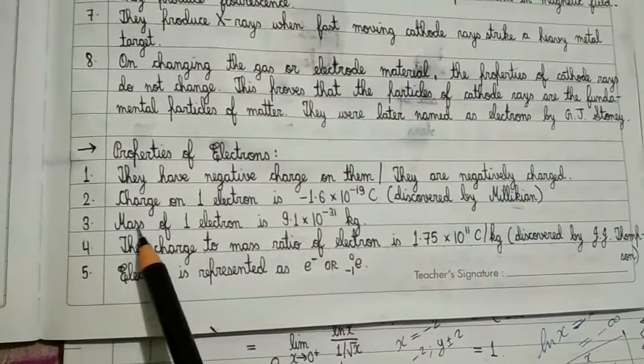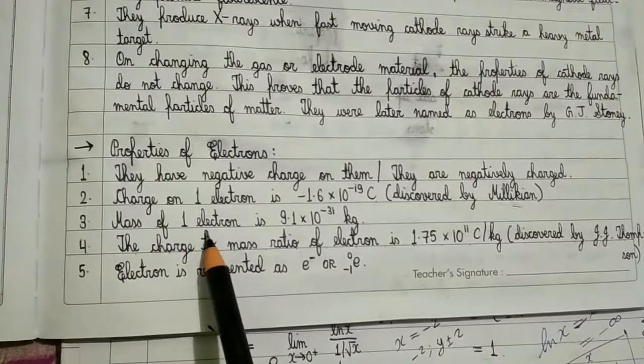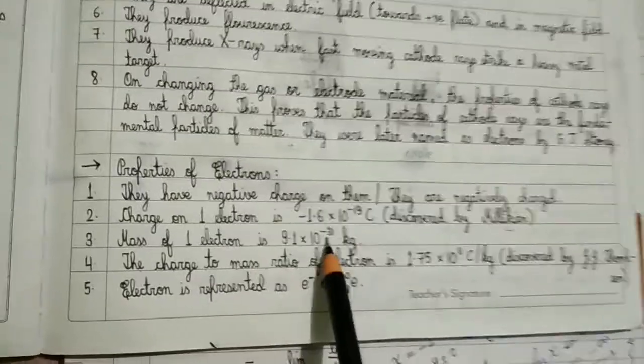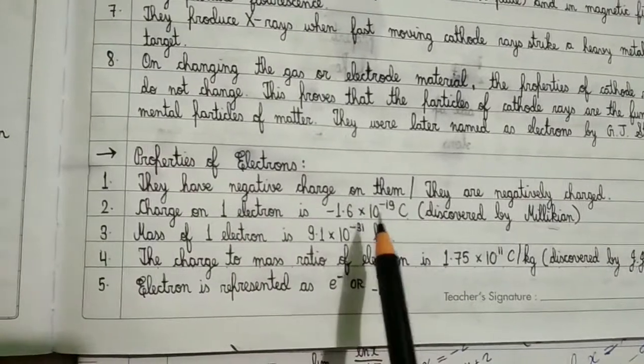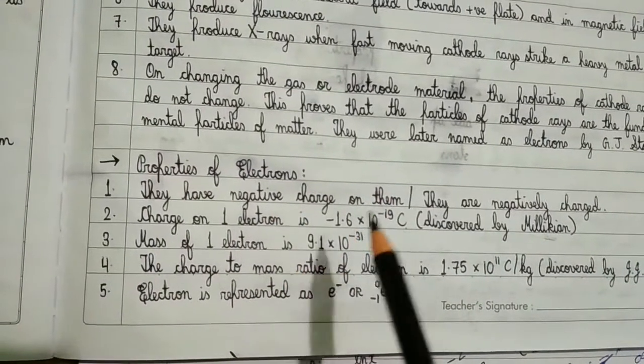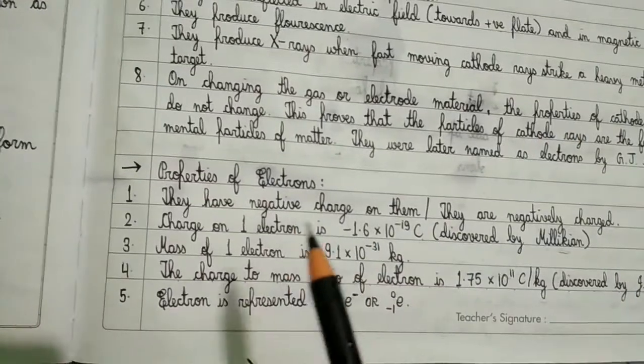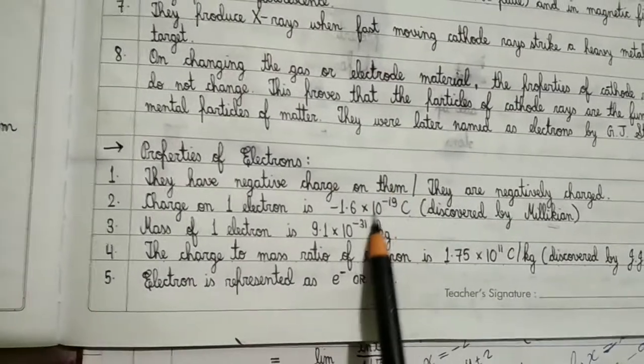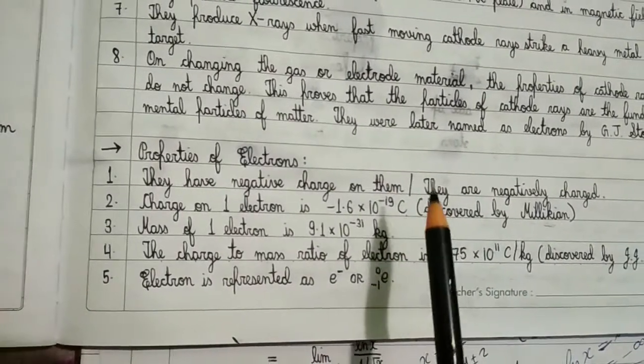Then the mass of one electron was found to be 9.1 into 10 to the power negative 31 kilograms, or you can also read it as 9.1 into 10 to the power negative 28 grams, whichever way you like. But I guess the kilogram is the SI unit, so it is more preferable.